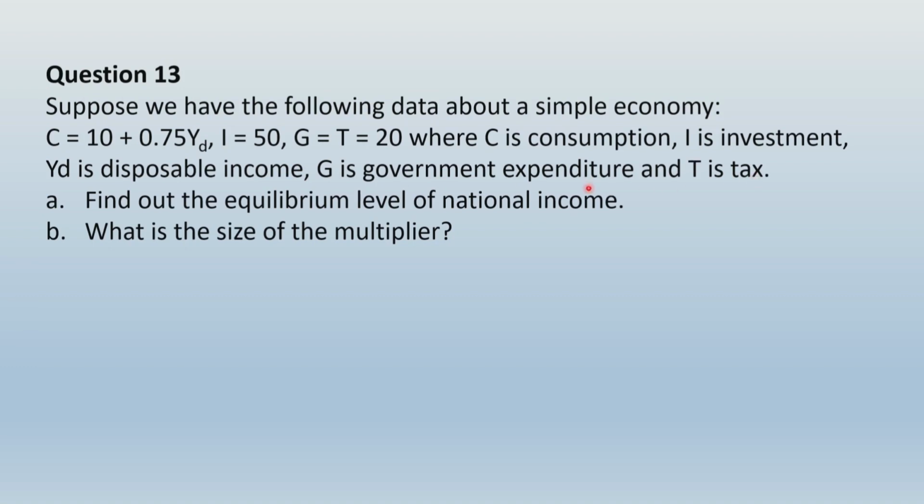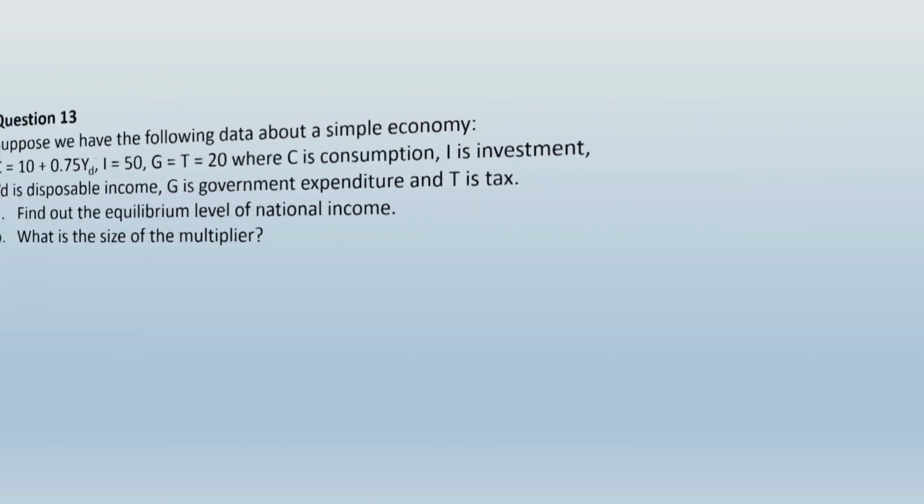Actually speaking, we don't even want all these details, right? We understand all these variables already. Find out the equilibrium level of national income and what is the size of the multiplier. Because they have demanded the size of the multiplier, we will compute that anyway. So let us do that.